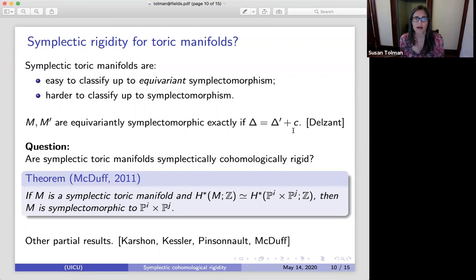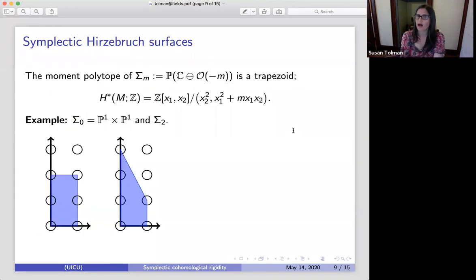But we really want to talk about the symplectic case. So now we have the natural analog, it's not really a generalization, of the question that Masuda and Suh asked: are symplectic toric manifolds symplectically cohomologically rigid? Maybe I'll go back a slide. From what we know, this is a reasonable thing to hope. At least we have one nice example.